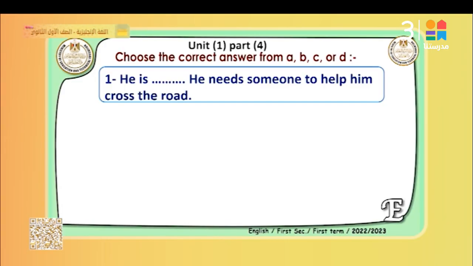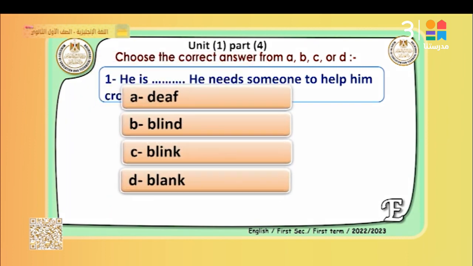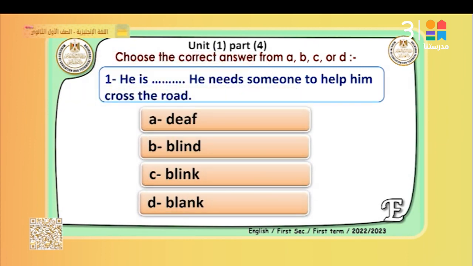Let's do an exercise on this vocab. Number one, he needs someone to help him cross the road. He wants someone to help him cross, so he can't see the road. So he is, yes, very good, he is blind.